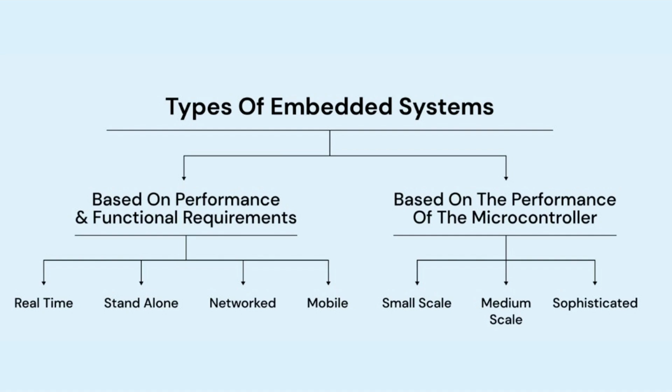Real time systems respond with strict timing, standalone systems work independently, networked systems are connected over a network, and mobile systems are used in portable devices. Based on the performance of the microcontroller, these are divided into three types: small scale, medium scale, sophisticated. Small scale uses 8 or 16 bit microcontrollers like the PIC16F877A used in my project. Medium scale uses 16 or 32 bit controllers for more features. Large scale or sophisticated uses high end processors and OS. So, my washing machine simulation is a small scale, soft real time embedded system.